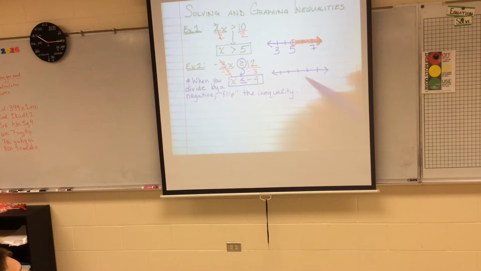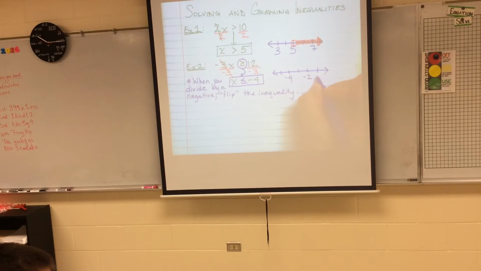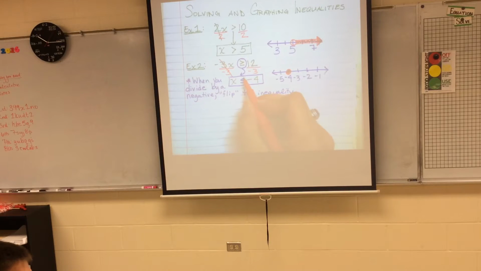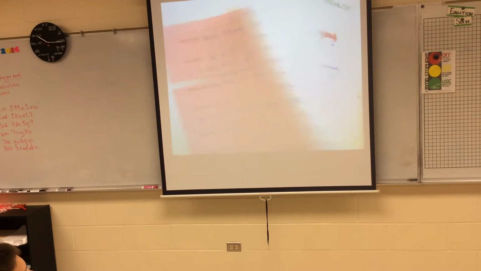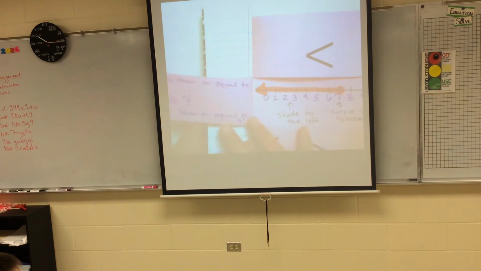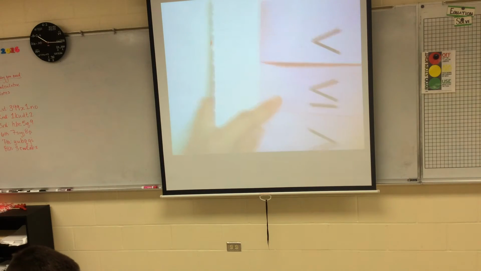So I'm going to put negative 4, negative 3, negative 2, negative 1, negative 5. All right, so did y'all graph an open circle or a closed circle at -4? Closed. All right. And if we change this to less than or equal to, am I going to shade to the left or to the right? To the left. If it's less than or equal to, shade to the left. Go back and look at your foldable.